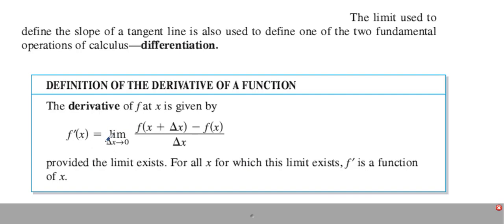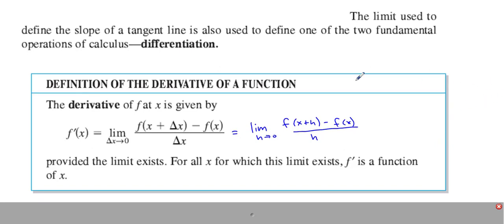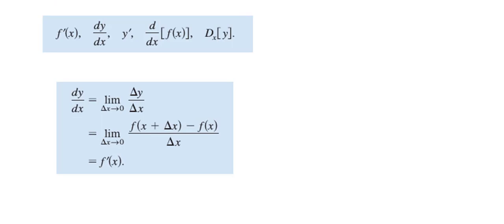Mr. Bonley, is it okay if we stop writing this delta x? Well, yeah, there's another way to write this. We could say the limit as h goes to 0 of f of x plus h minus f of x, all over h. That would be fine too.